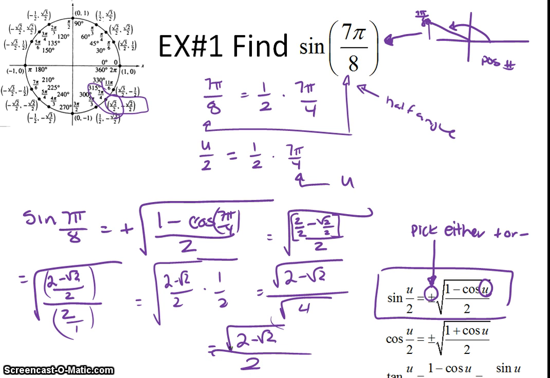And even though you have a square root of a square root, that's still a perfectly good number. Remember, in the end, we picked the plus. Okay, let's move on to problem number 2.